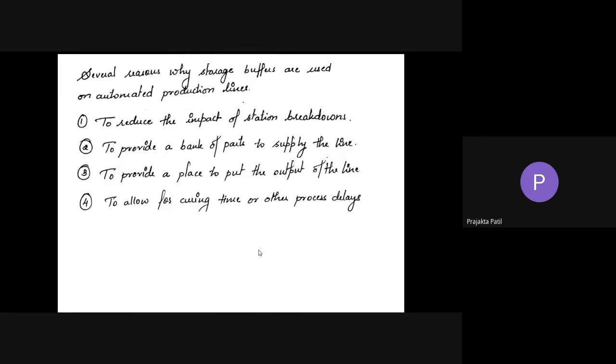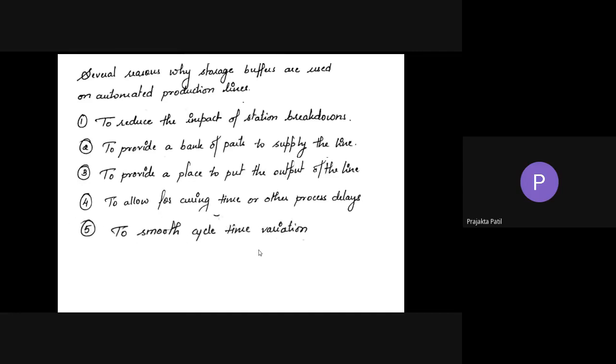So if you have this storage buffer accommodated in your production line, you can make it in such a way that there is enough space for all the parts to get stored in that temporary storage location, such that they can get cured and then be moved to the next station.